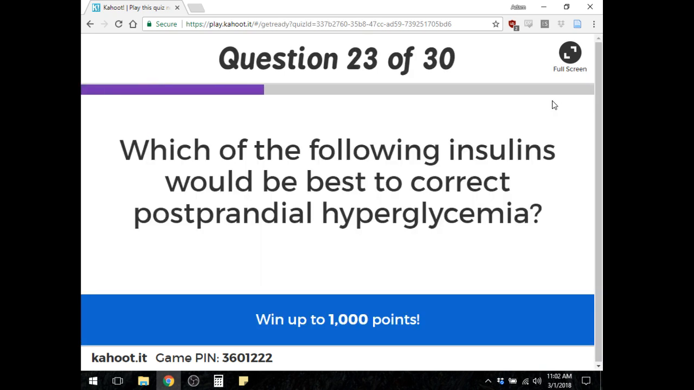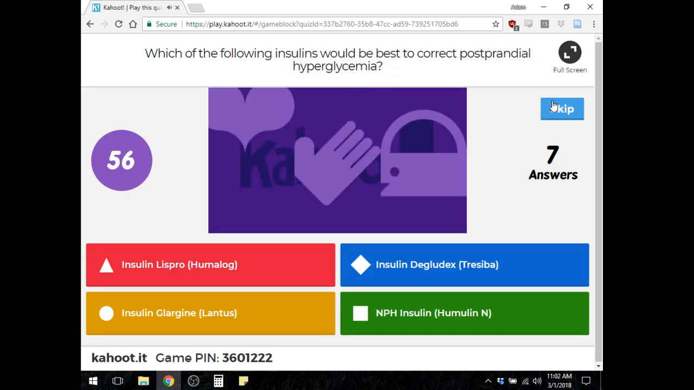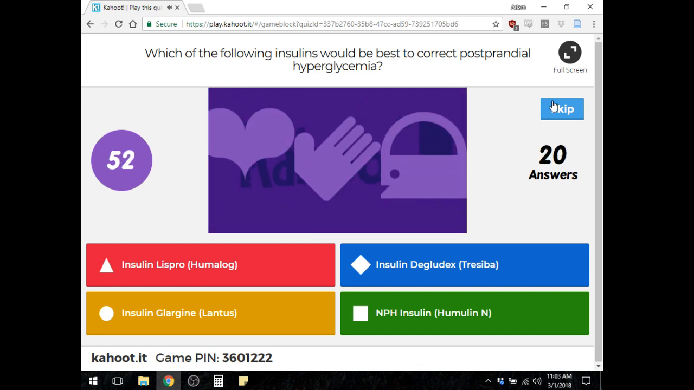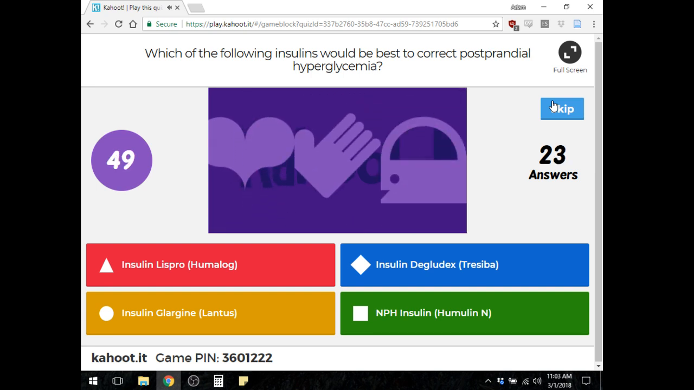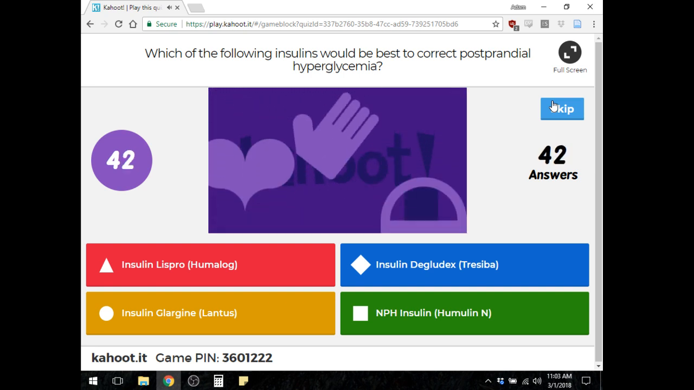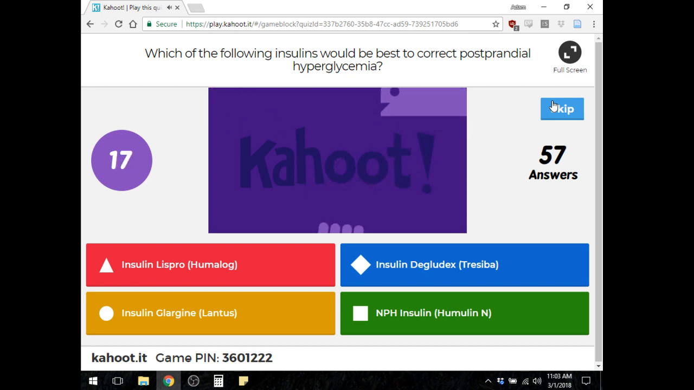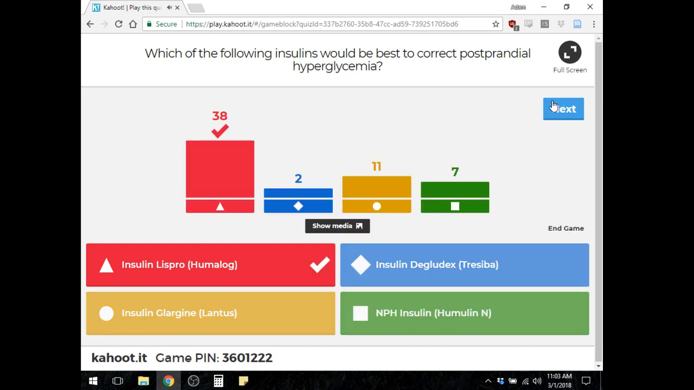Which of the following insulins would be best to correct postprandial hyperglycemia? I spelled degludec wrong, but that's okay. You give lispro, degludec, NPH insulin, glargine, what do I give? Correct. So insulin lispro, or Humalog.